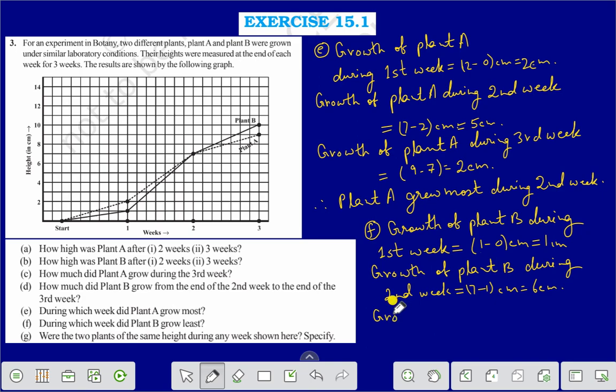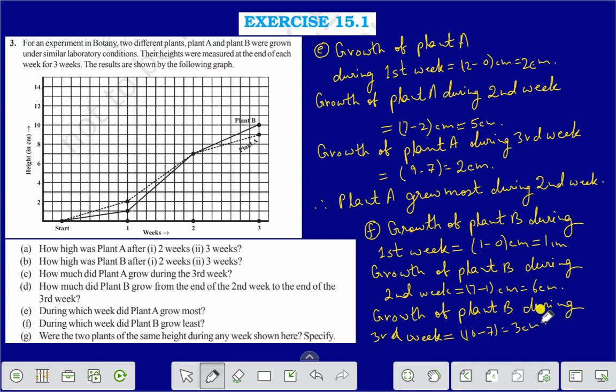And growth of plant B during third week is equal to... during third week, for plant B, the height is 10 centimeter, and for second week it is 7 centimeter. That is 10 minus 7 centimeter, that is equal to 3 centimeter.